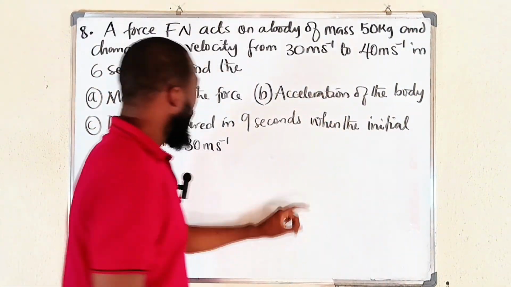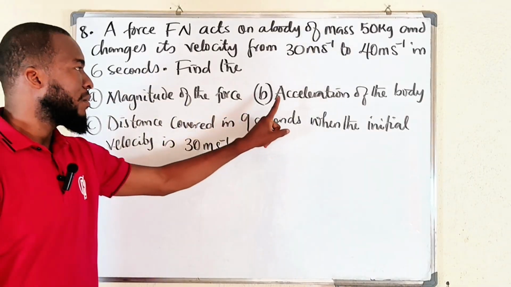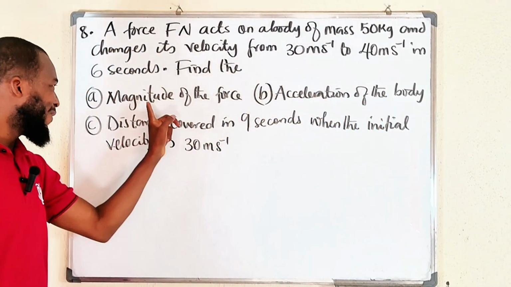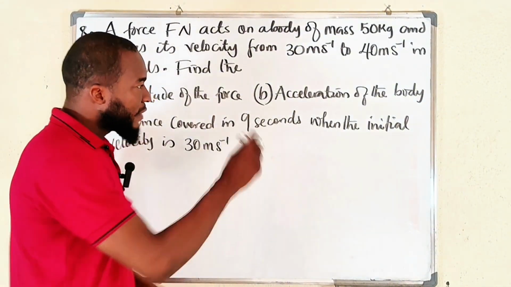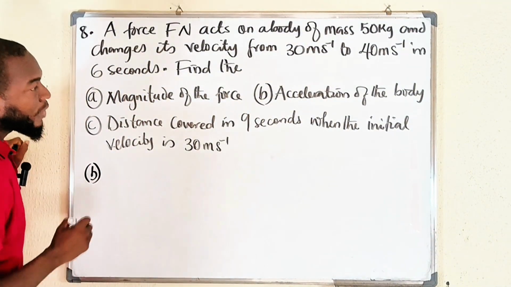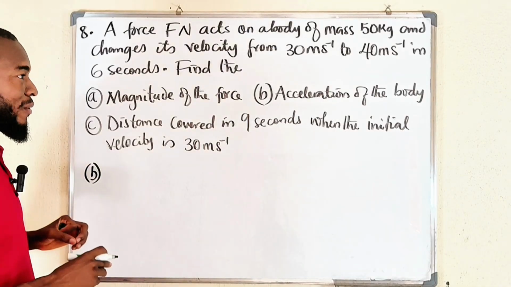Let's get started. I would like to start with the B part because we have to use this acceleration in solving the magnitude. So let's start with the B part. What are we looking for? We are looking for the acceleration of the body.